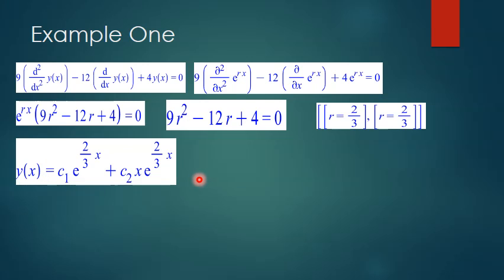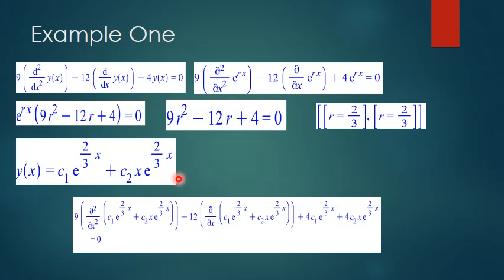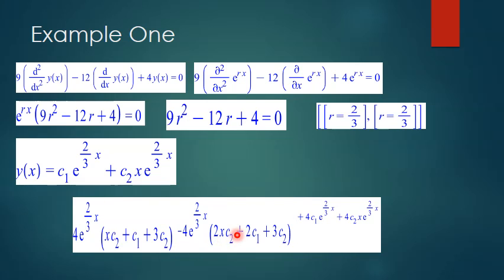Well, let's check to see if it is my solution. To do that, I have to plug it back into my differential equation. So I'm going to have to take the second derivative of this and the first derivative of this. So let's do that. If I take my second derivative, I get this expression. And if I take my first derivative, I get this expression. Well, is this going to be 0?